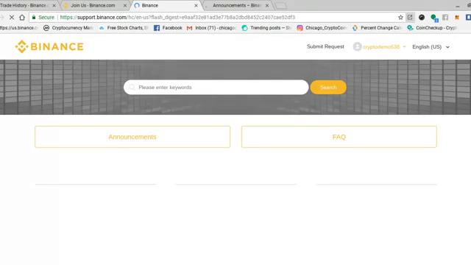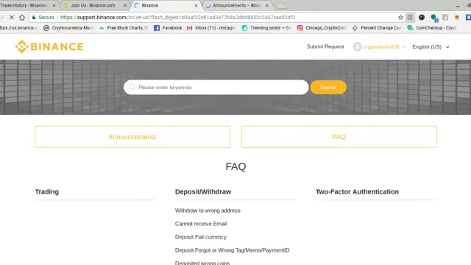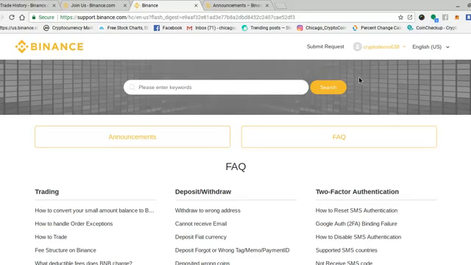And this is basically if you have any problems or any questions or anything that you can't find within the frequently asked questions of Binance, you would go to the support and you would submit a request to the support system.